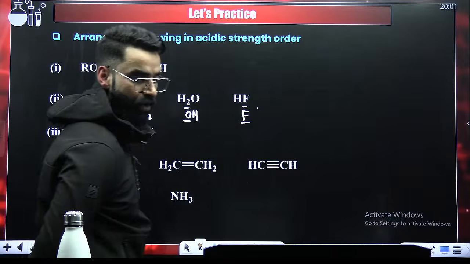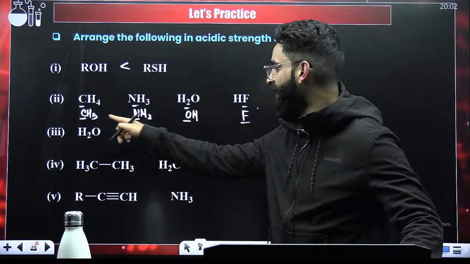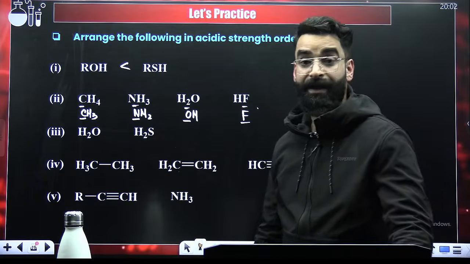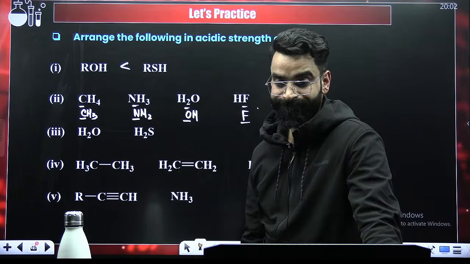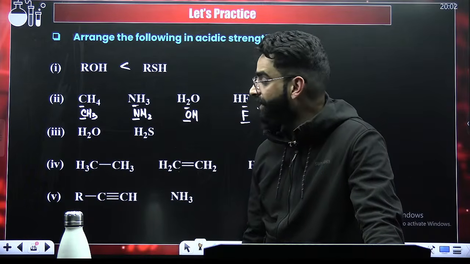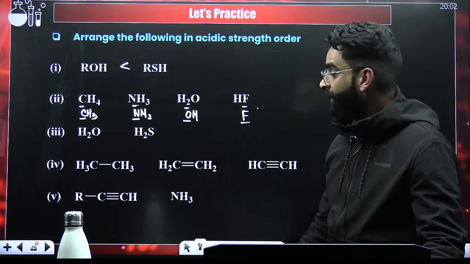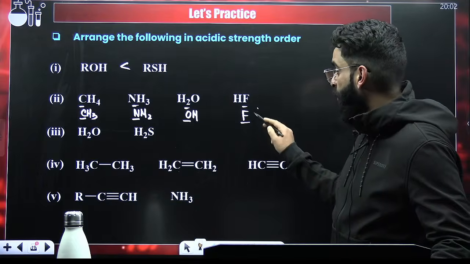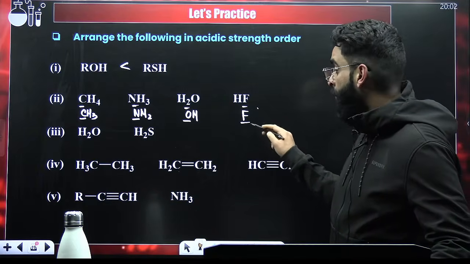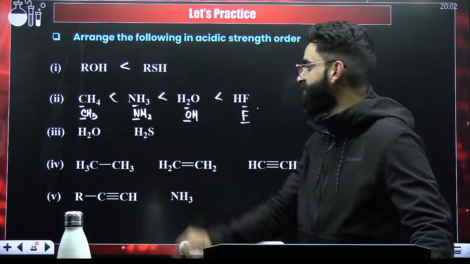Well, all these elements which I've underlined belong to the same period. And in the period, electronegativity dominates over VCD. And you know, negative charge is more stable on a more electronegative element. So this conjugate base will be maximum stable, and the more the stability of the conjugate base, the stronger its acid is going to be. So this is the acidic strength order.